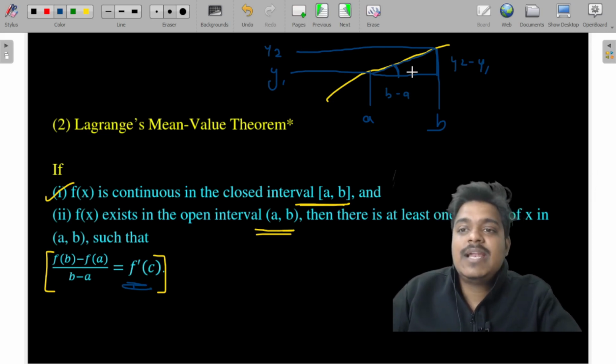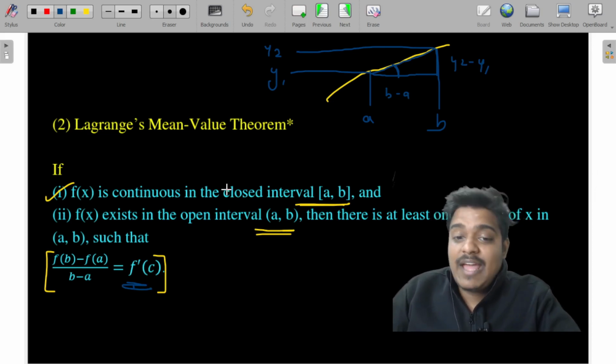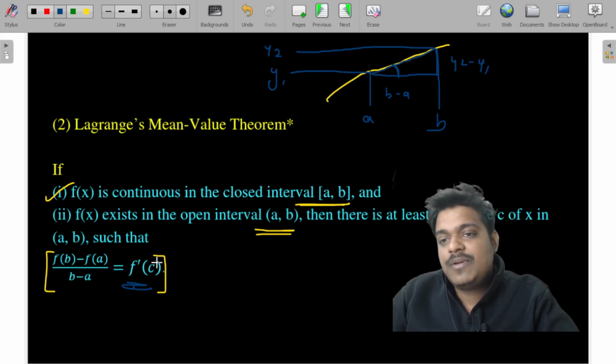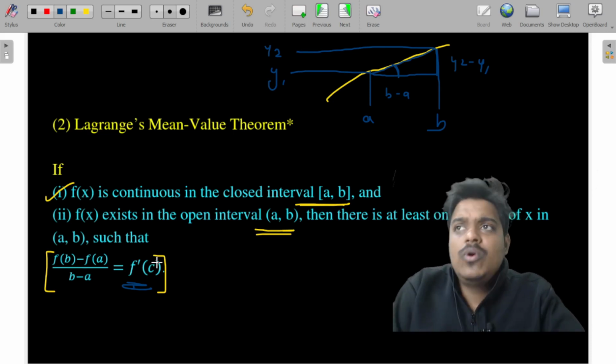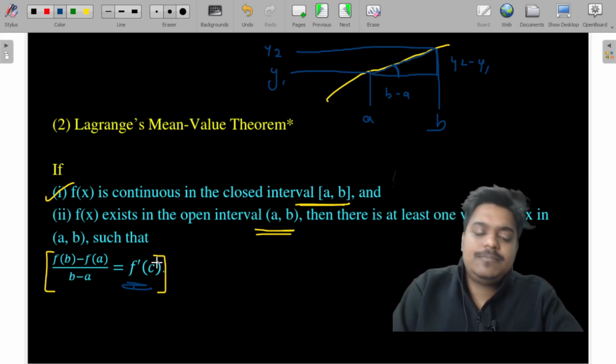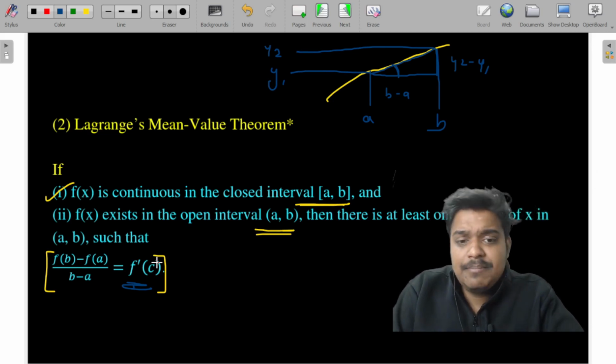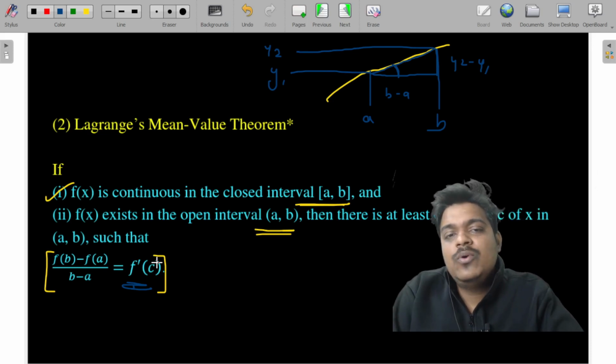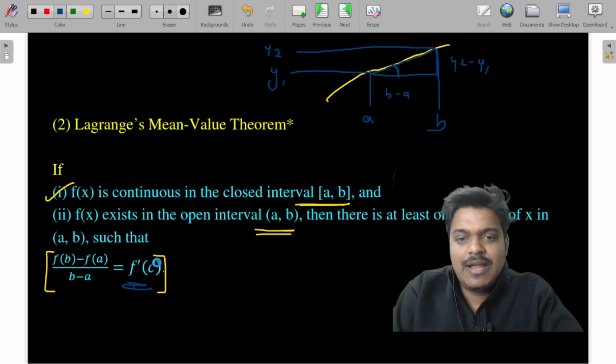Yes, this is exactly correct. That's what I'm trying to say, that f dash c is equal to f of b minus f of a divided by b minus a. So you don't have to put in a lot of effort. You just have to focus on one very simple thing: how to calculate the values and how to apply Lagrange's mean value theorem.